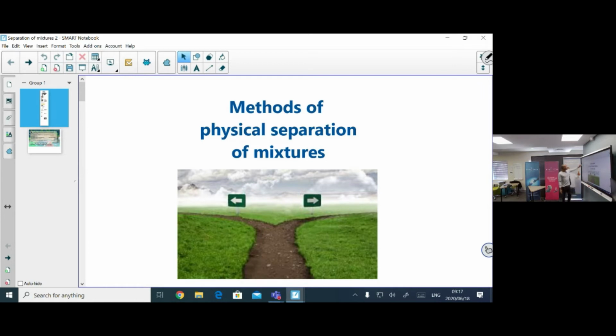Yesterday we looked at methods of separating mixtures. We know that mixtures can be separated physically because there's no chemical reaction between the components or substances in our mixture.